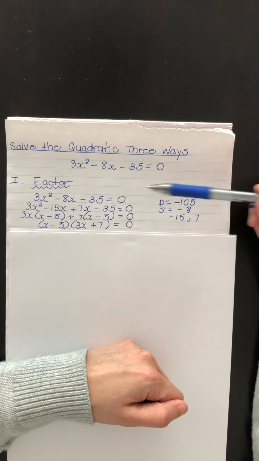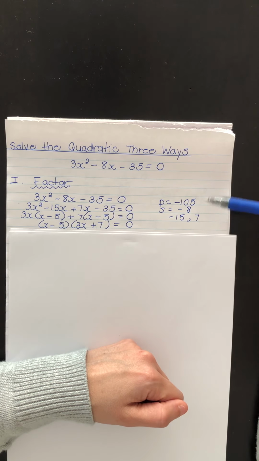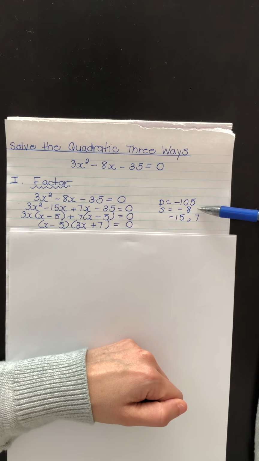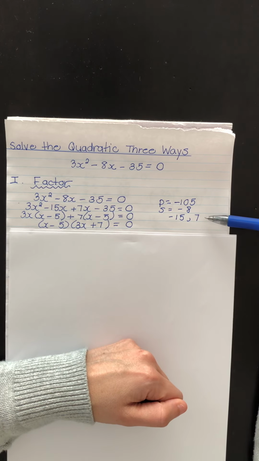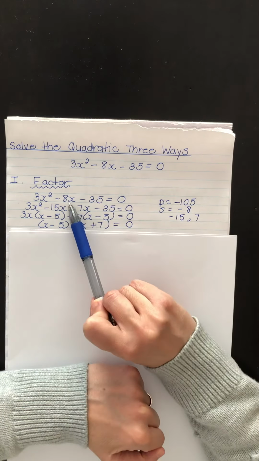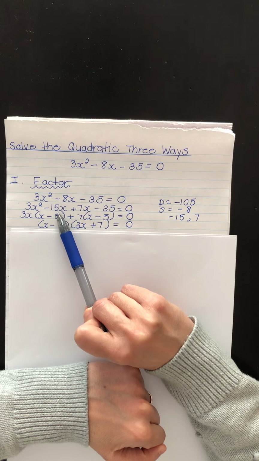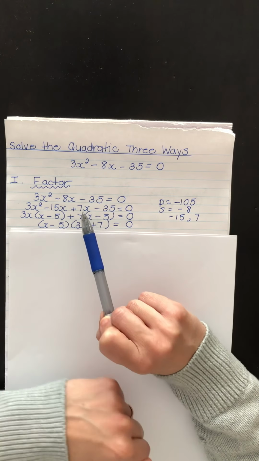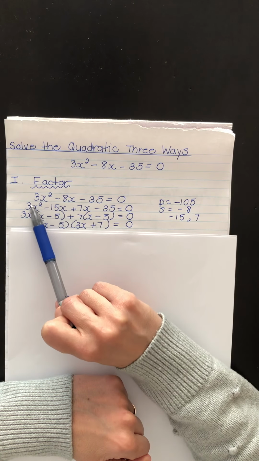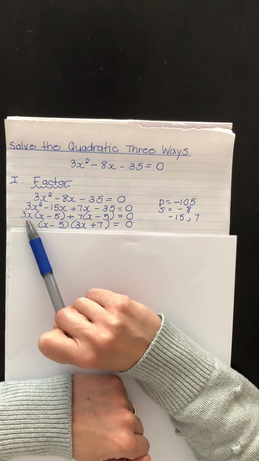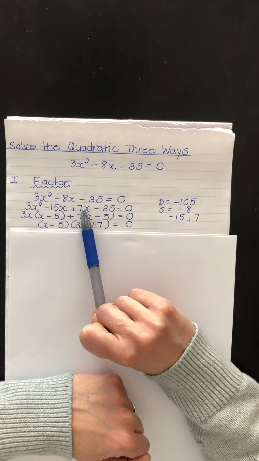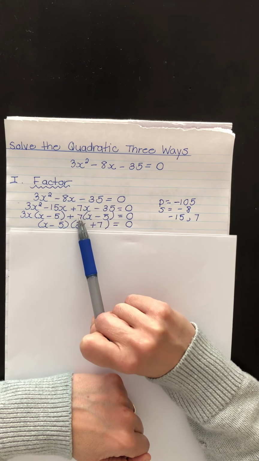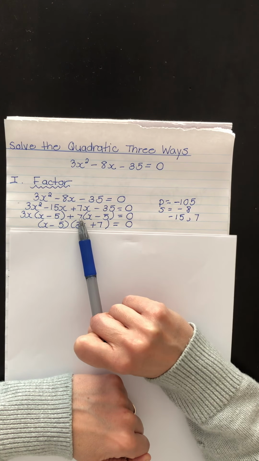In order to factor it, we can use the product and sum method. So we want a product of negative 105 and a sum of negative 8. After coming up with the numbers, negative 15 and 7, we replace the middle term here with negative 15x, positive 7x. Then we group the first two terms and remove the common factor of 3x from them. We then group the last two terms, removing the common factor of 7 from them.